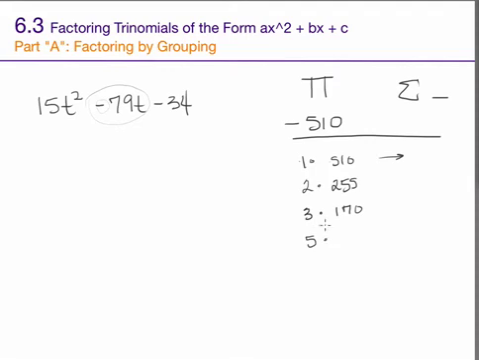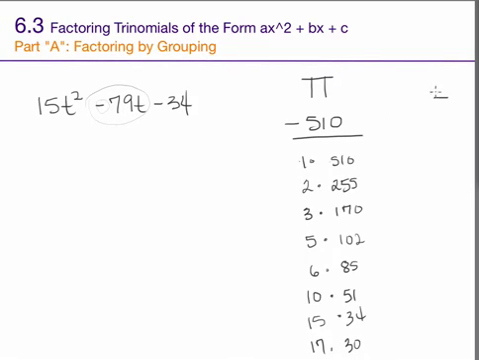510 divided by 5 is 102. Divided by 6 is 85. 7, 8, and 9 don't help me. But 510 divided by 10 is 51. The next whole numbers I get are 15 times 34. Then 17 times 30.